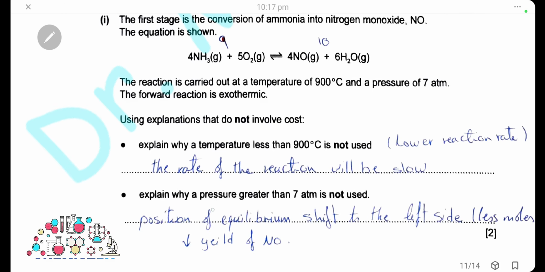Then explain why a pressure greater than 7 atmospheric pressure is not used. Here we will refer back to the equation. We have 9 moles on the left side and 10 moles on the right side. So if we use pressure greater than 7 atmospheric pressure, the position of the equilibrium will be shifted to the left side because the left side has less number of moles, and we will have less nitrogen monoxide. The yield of nitrogen monoxide will decrease.